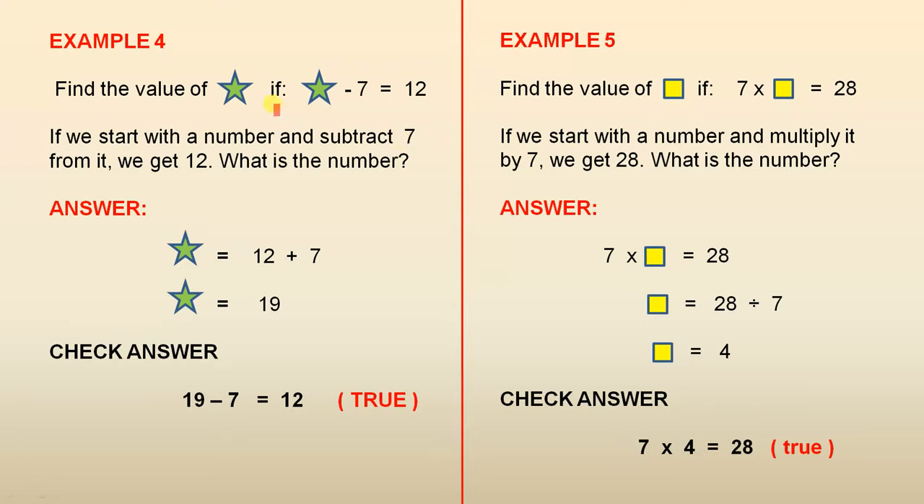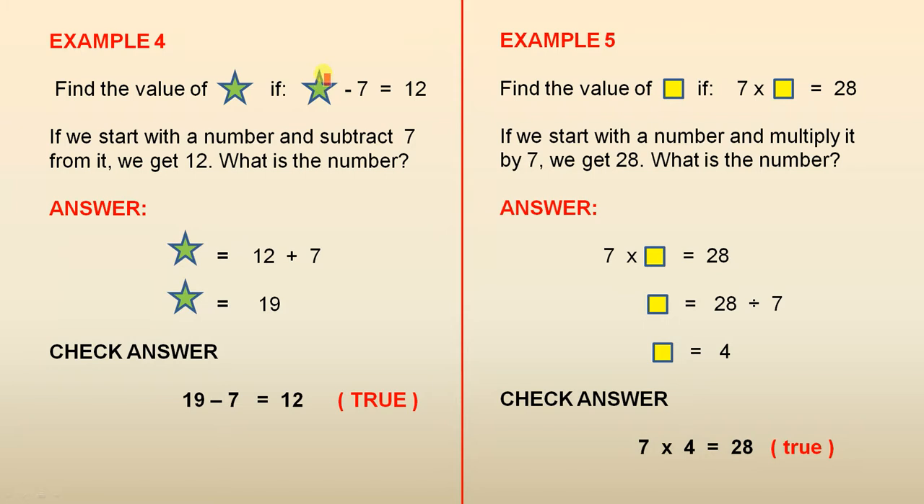Example 4. Find the value of the star if star minus 7 equals 12. If we start with a number and subtract 7 from it, we get 12. What is the number? Well, the star must be 12 plus 7, so the star must be 19.